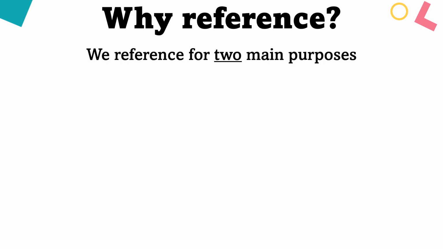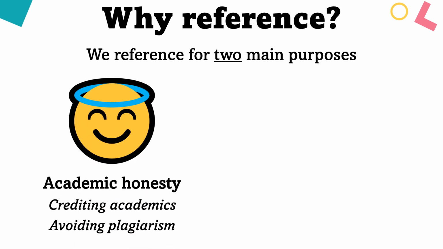It isn't just because I am telling you to. There are two main purposes. 1. Academic honesty. It is extremely important that anyone reading your assignment can clearly tell what is your own work and what is someone else's. You therefore reference to credit the academics or other individuals whose work you are using. This means that we avoid any danger of academic dishonesty and plagiarism. Sirens.